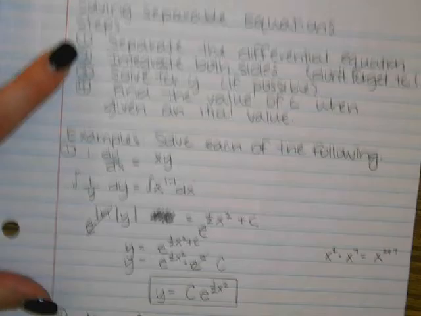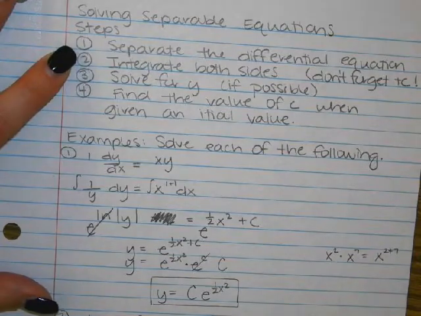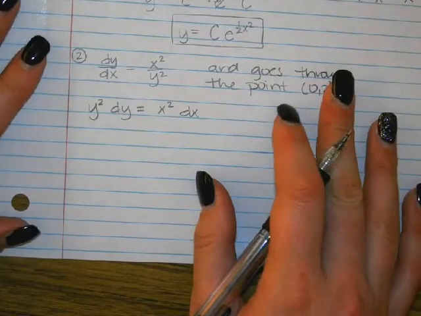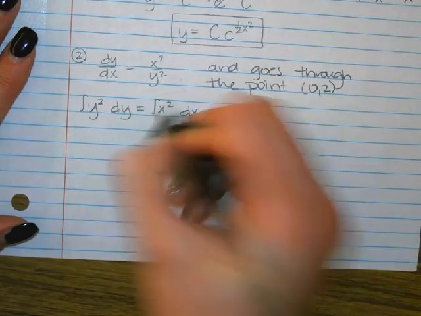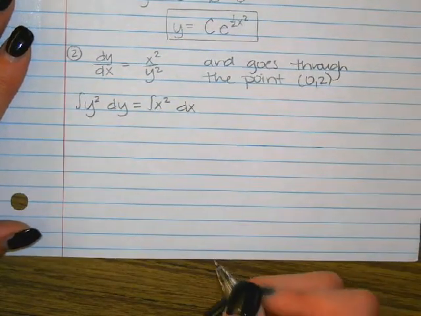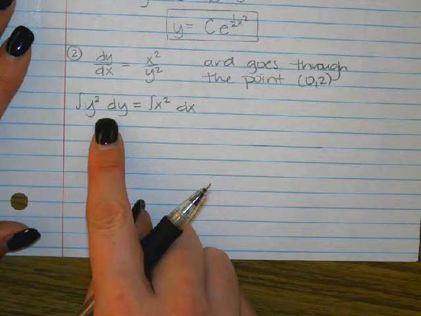Step 2 is for us to integrate both sides, and remember to put plus c on one of those sides. So I'm going to integrate that and integrate that. So what happens here?